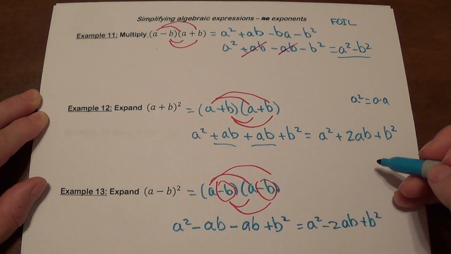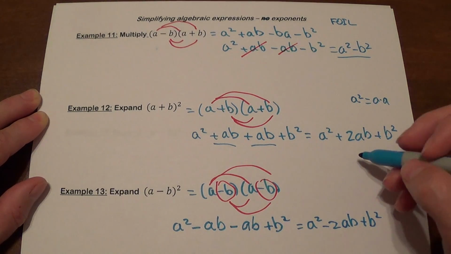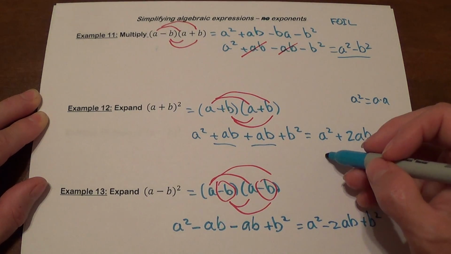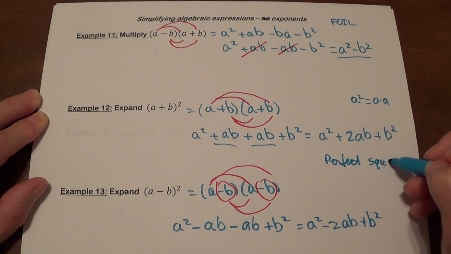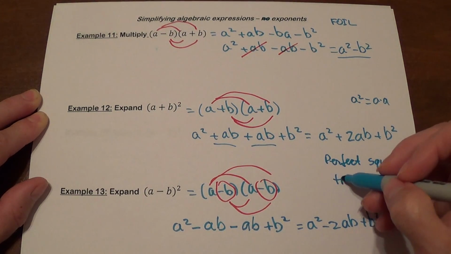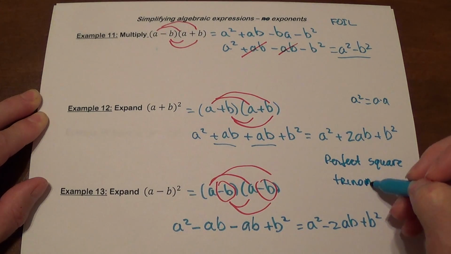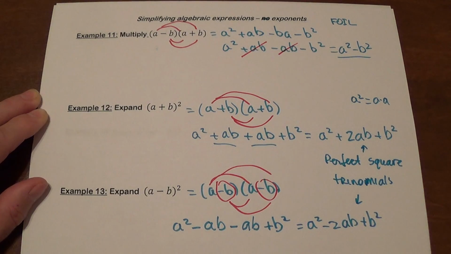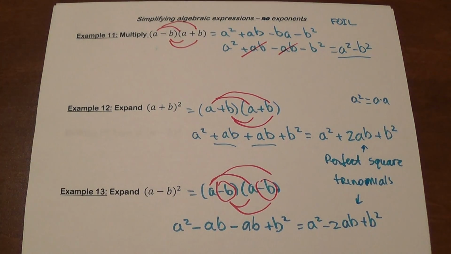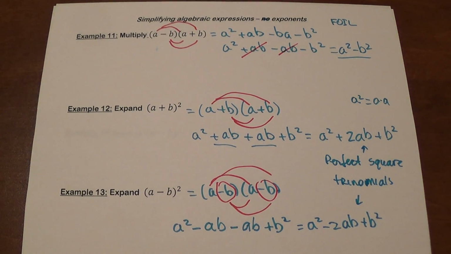You might hear about this, not you might, you will hear about this in the future. These two expressions here are called perfect square trinomials. This one and this one. They are very helpful and they come up a lot. Alright, got a couple more.